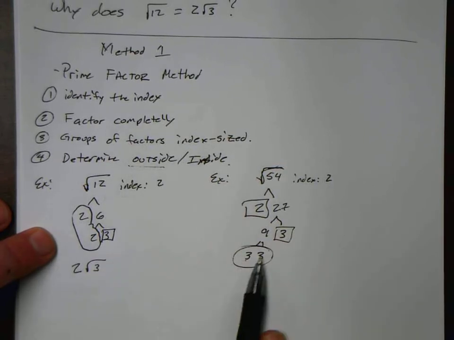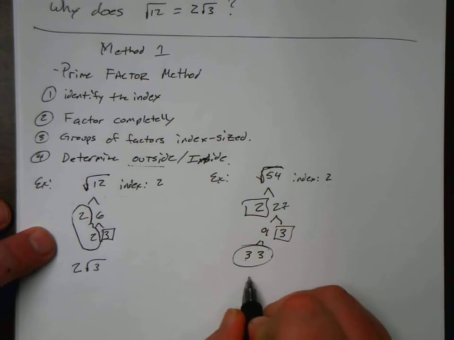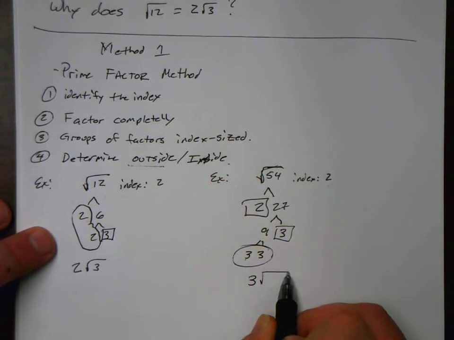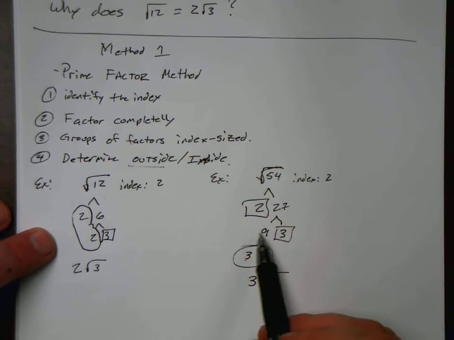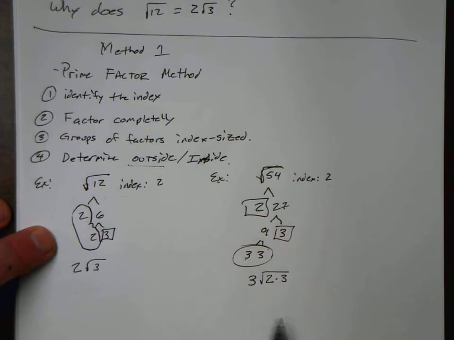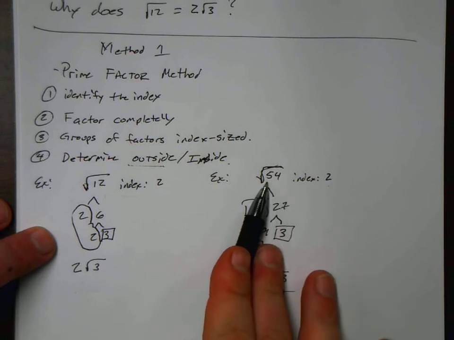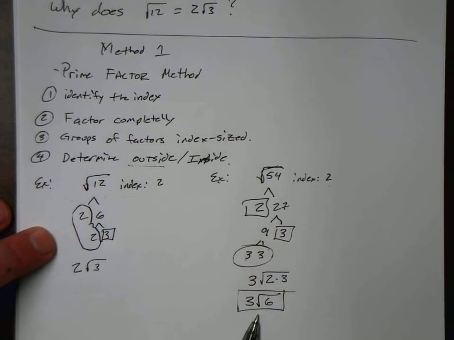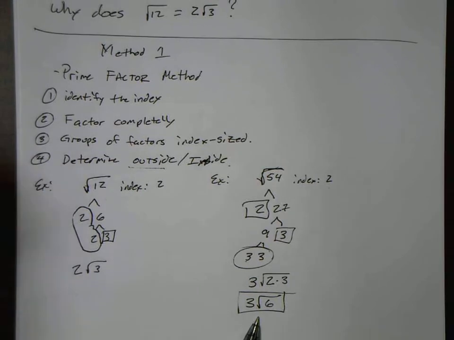Now, what's going to come outside? This group of 3 here, these 3s are going to come out one time. So that 3 is going to come out front. And that 2 is going to stay underneath. And when I factor, I'm really undoing multiplication. So when I put it back in, I have to multiply them back out. So the 2 stays underneath, and that 3 is going to stay underneath. So 3 is out front, and 2 times 3 we all know to be 6. So 3 is roots of 6. The square root of 54 turns out to be 3 roots of 6. Not bad.